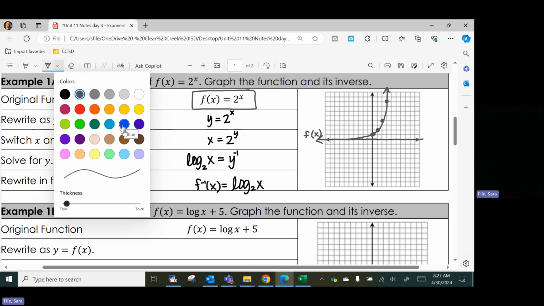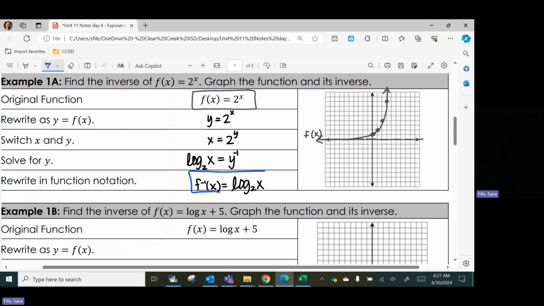Now, I'll do the inverse. I'll do this one in blue. So this is a log parent function, right? There's no shift or stretch or compression or reflection, just log base 2 of x. So I need to remember, okay, that means there's a vertical asymptote at x equals 0. So my vertical asymptote.